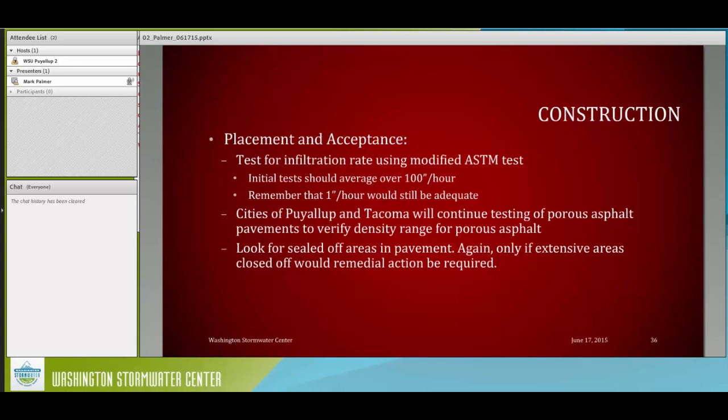Even with that, an inch per hour would be more than adequate to pass all the rainfall that's going to hit it in almost any state in the union. So that'd be a judgment call on your part as far as acceptance of that material. However, you only do this in small areas, and if you're not passing that test, you may want to do more extensive tests to see if it's consistent throughout the entire project area. City of Tacoma and Puyallup are going to continue testing porous pavements to verify the density range for porous asphalt as we do more projects in our respective cities. When you're out looking at your project, look for sealed off areas, but again, only if there are extensive areas out there would remedial action really be required.